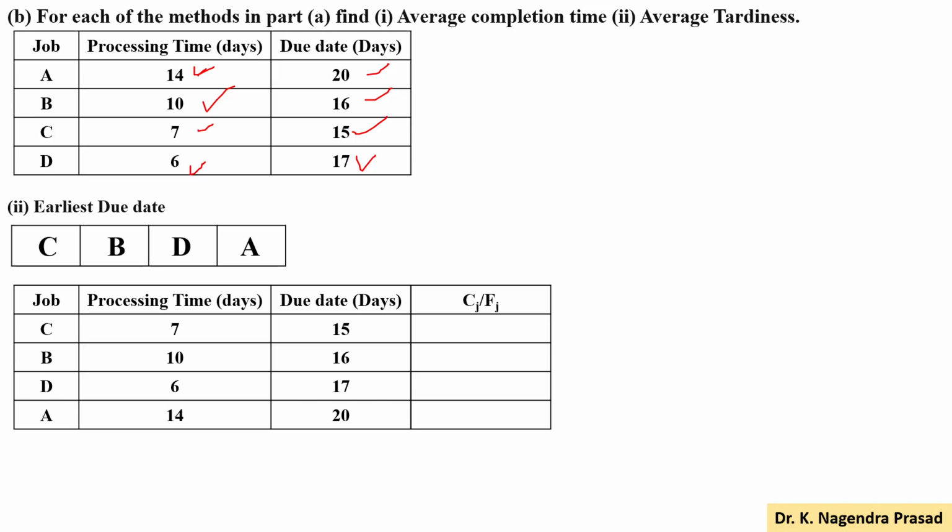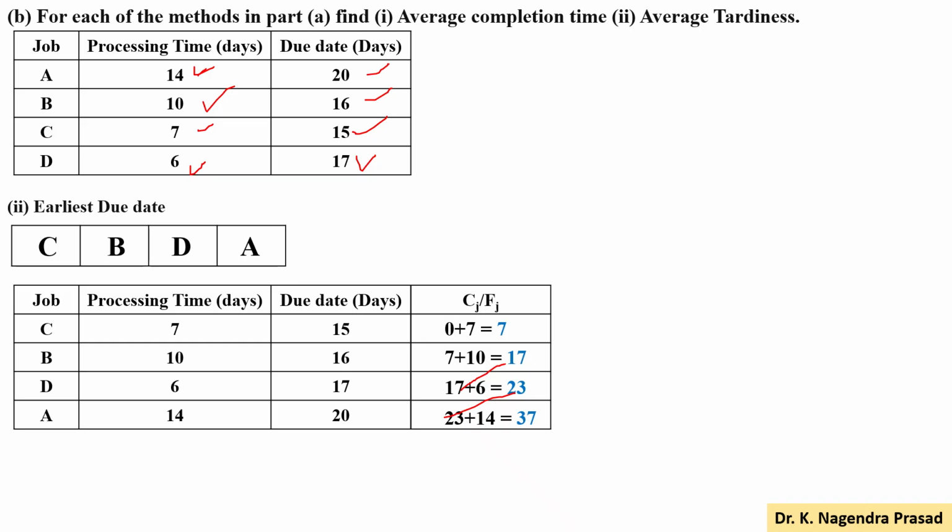For the first job, that is job C, completion time will become 0 plus processing time, that is 0 plus 7, which is equal to 7. Next for job B, completion time will become 7 plus 10, which is equal to 17. Next for job D, 17 plus 6, which is equal to 23. And next for job A, 23 plus 14, which is equal to 37.